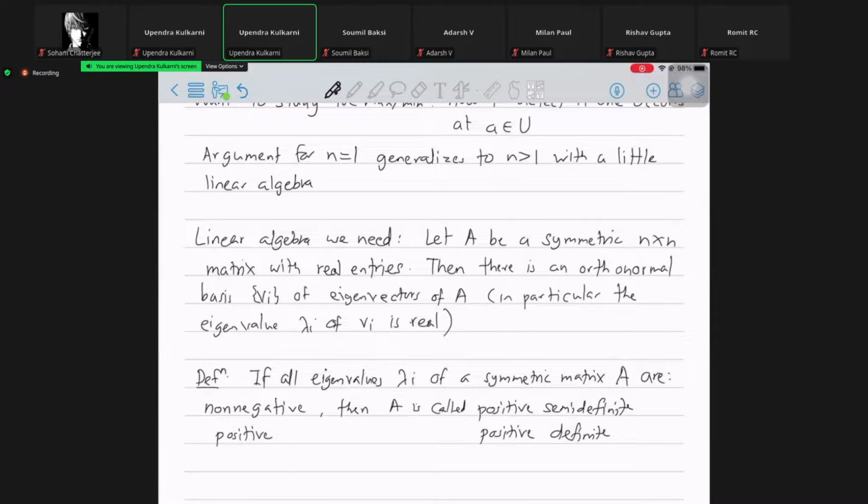And likewise for the other side. So if all eigenvalues are non-positive, that simply means less than or equal to 0, then it is going to be called negative semi-definite. And if they're all strictly negative, then the matrix is going to be called negative definite.